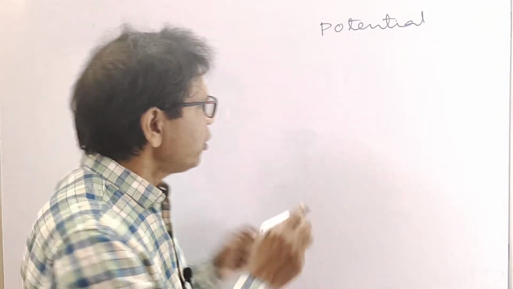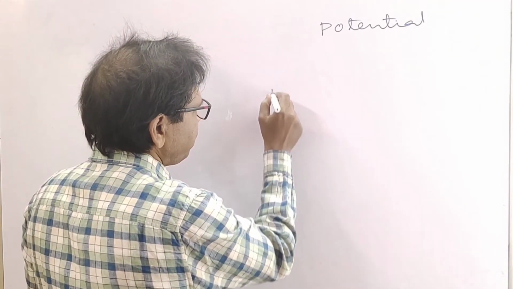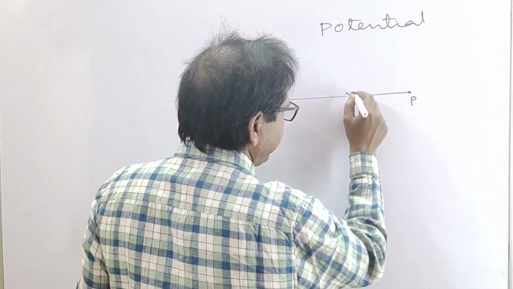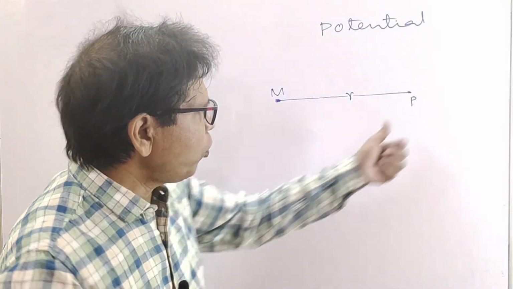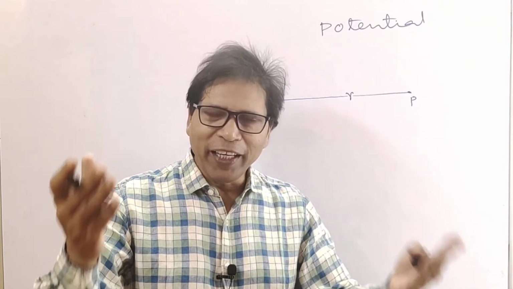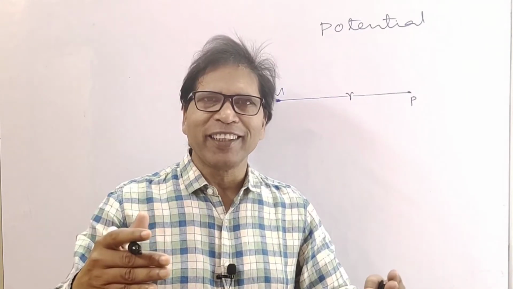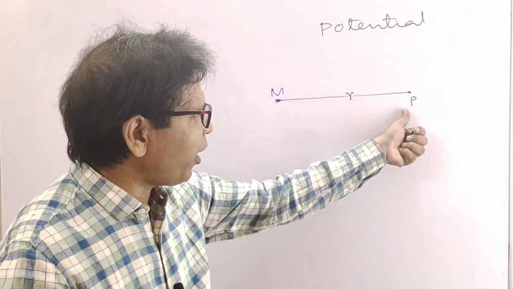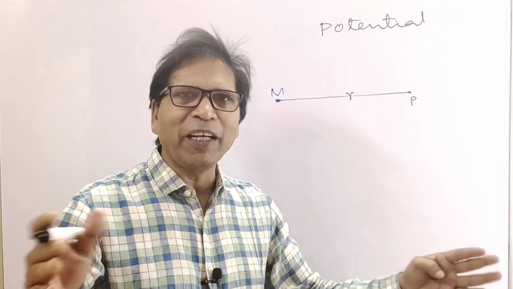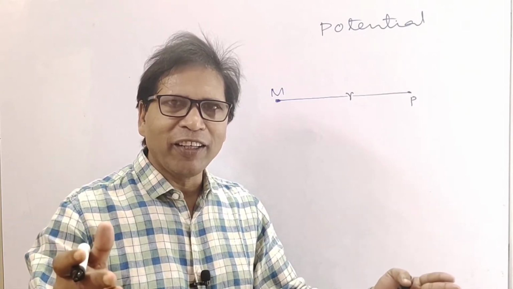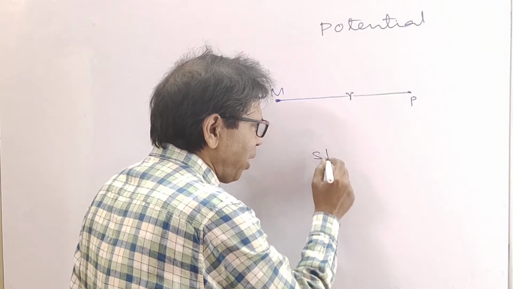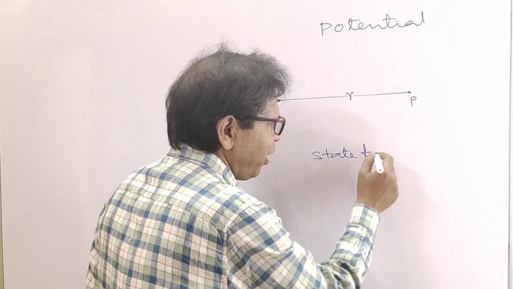Now potential. Suppose this is a mass m, and this is the point P, at a distance r from the mass m. So potential at the point P is the amount of work done to bring an isolated unit mass from infinity to the point P in the gravitational field. It does not depend on path, it depends on initial state to final state. So it is a state function.